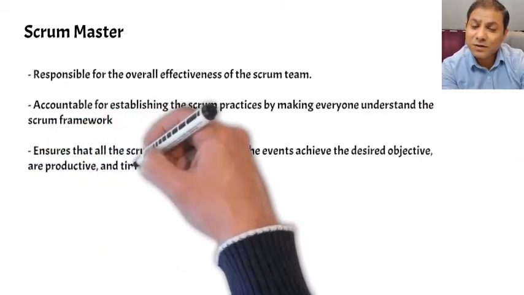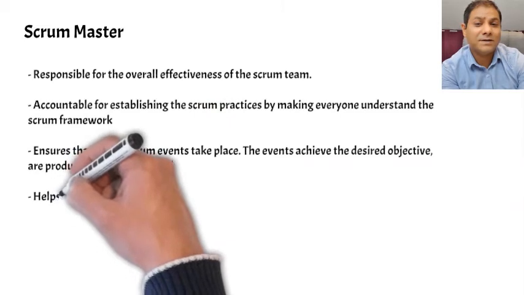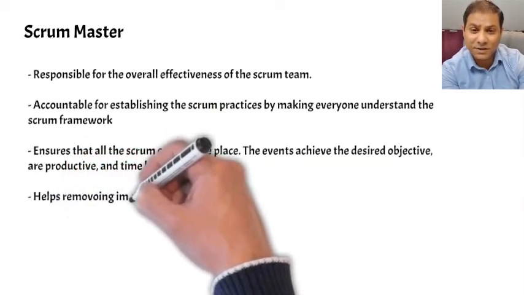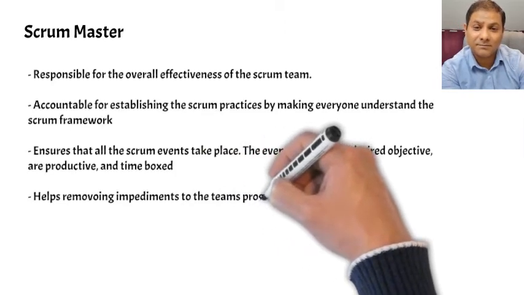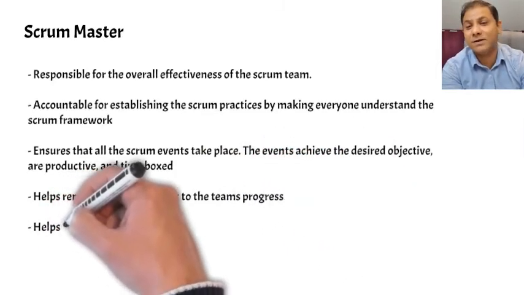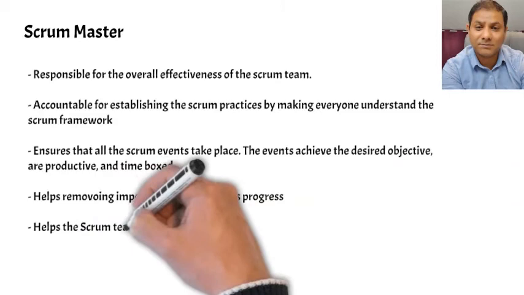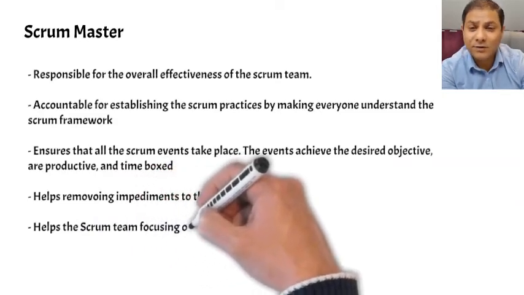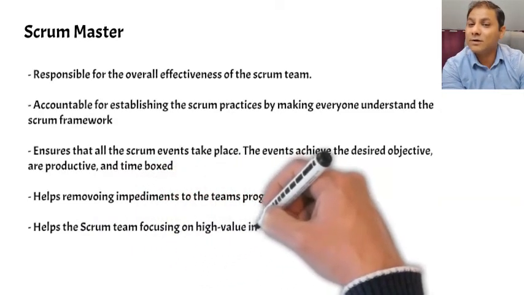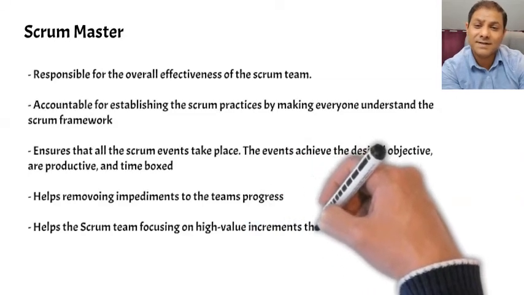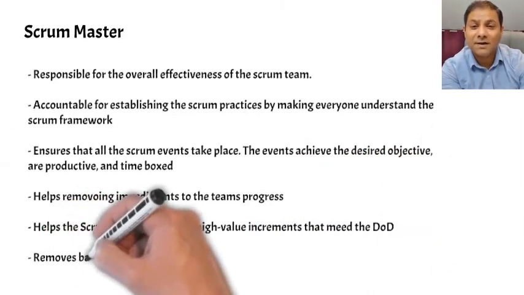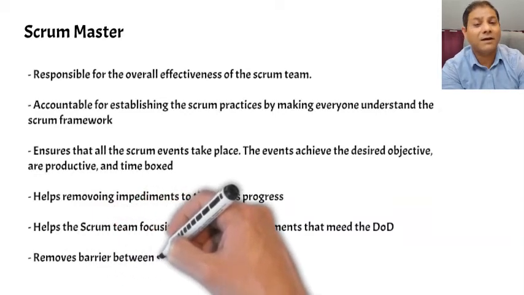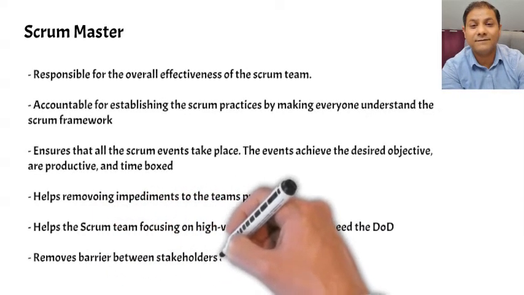He or she also ensures that the high priority items are picked by the Scrum team and those items are meeting the definition of done. Means a valuable increment is produced and worked on by the Scrum team. Scrum Master also ensures there are no broken bridges between the stakeholders, business, and the Scrum team. Ensures that the feedback system, the feedback loop is always alive.